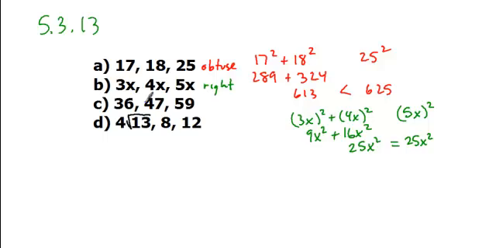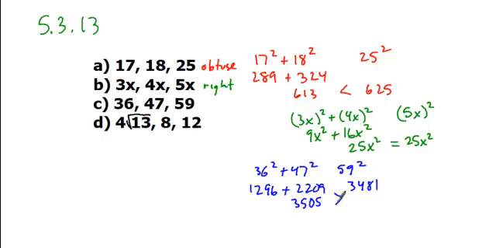Okay, in the next problem, I take the sum of the squares of my two shorter sides. So 36 squared plus 47 squared. Compare it to the square of the longest side. And so when I calculate these, I get 1296. 47 squared is 2209, and I'm comparing that to 59 squared, which is 3481. When I combine these two measures, I get 3505. Since the sum of the legs squared is greater, I'm dealing with an acute triangle.